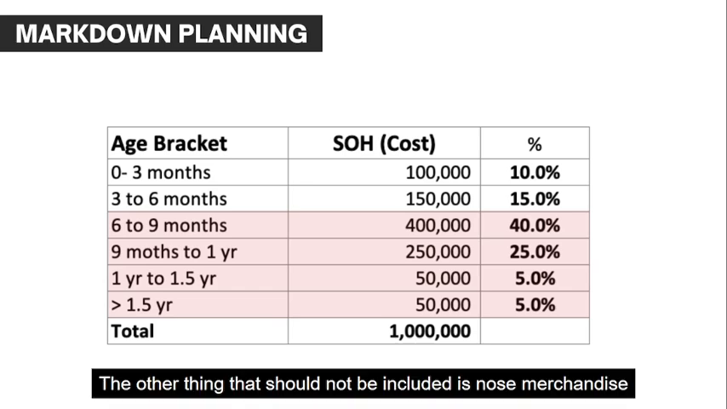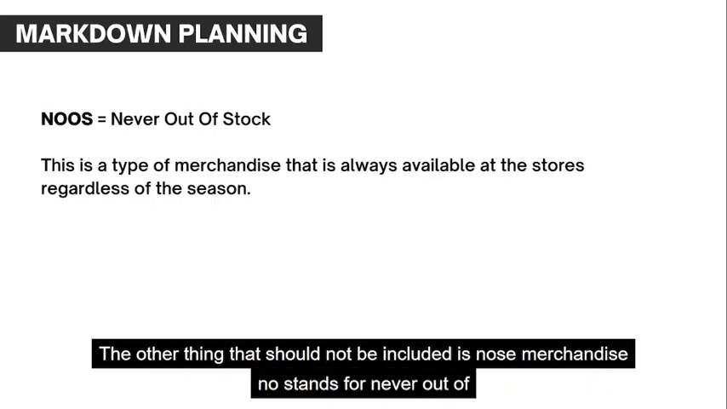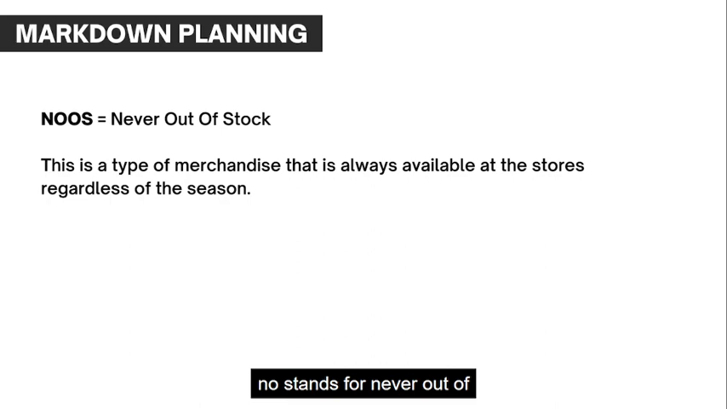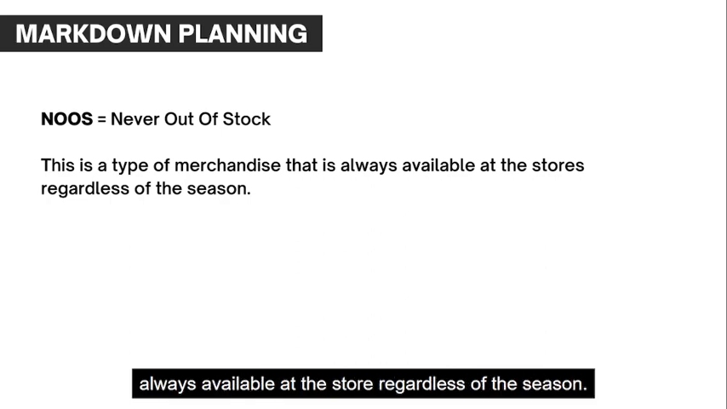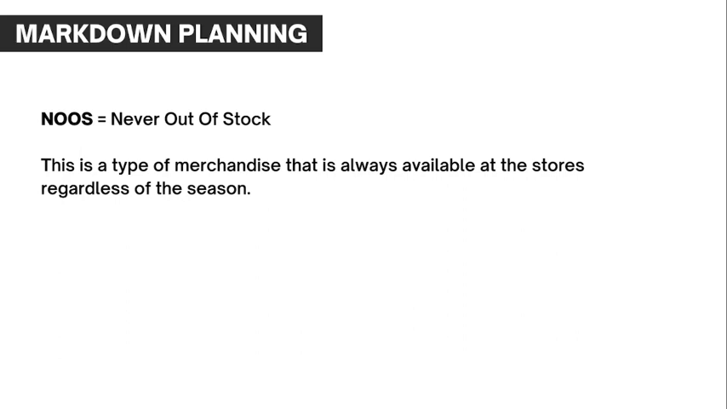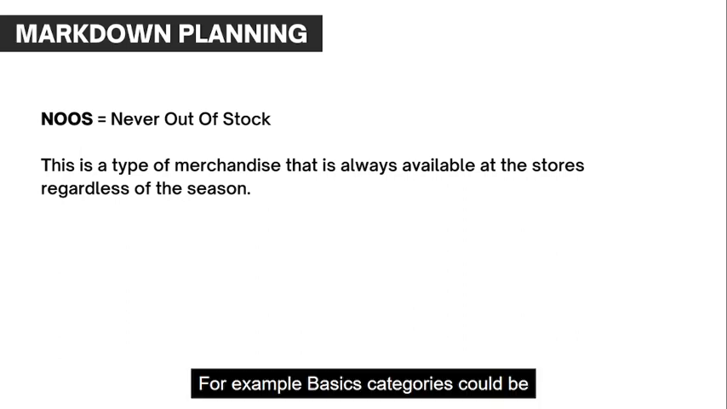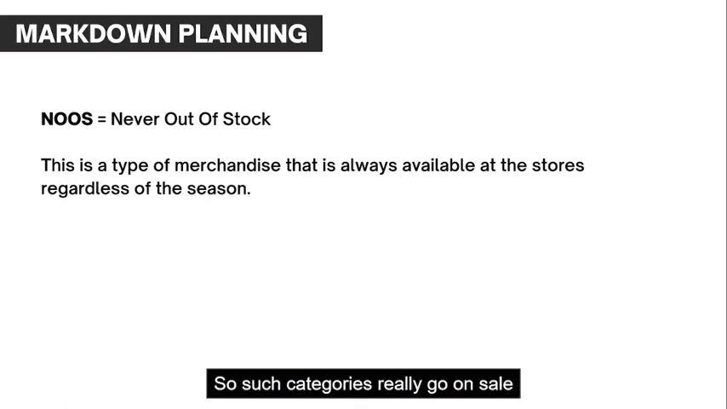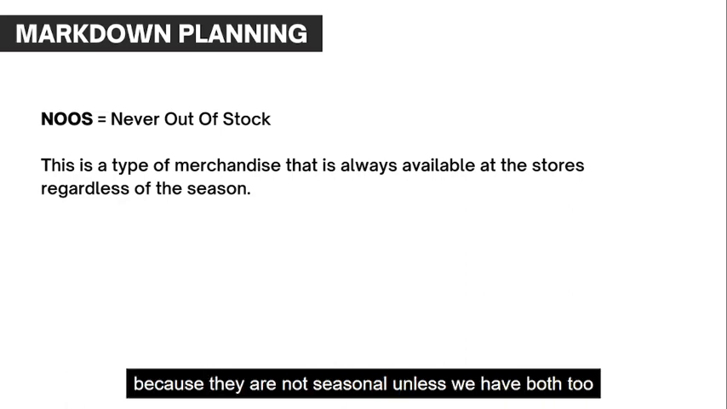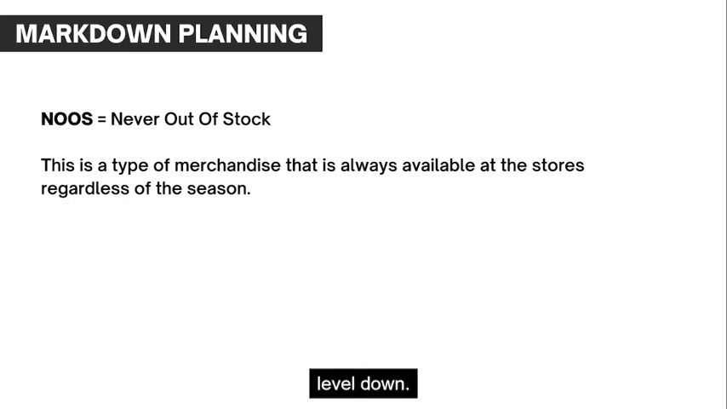The other thing that should not be included is NOS merchandise. NOS stands for never out of stock. This is a type of merchandise that is always available at the store regardless of the season. For example, basics categories could be NOS. The types of products differ from one business to another. So such categories rarely go on sale because they are not seasonal, unless we have bought too much inventory of them and need to bring this inventory level down.